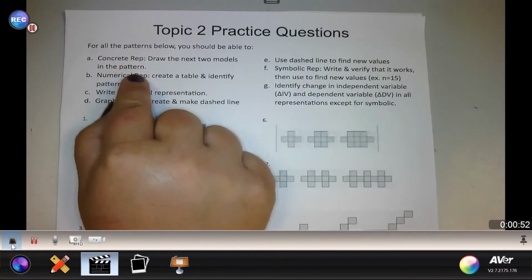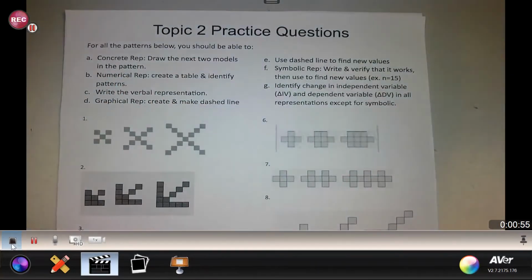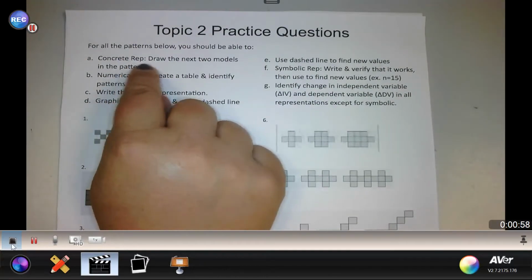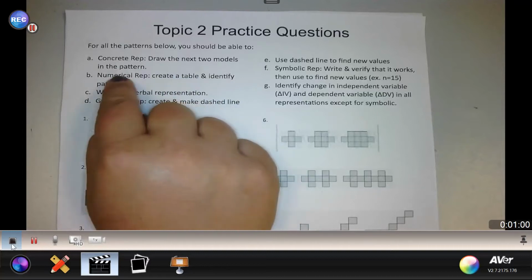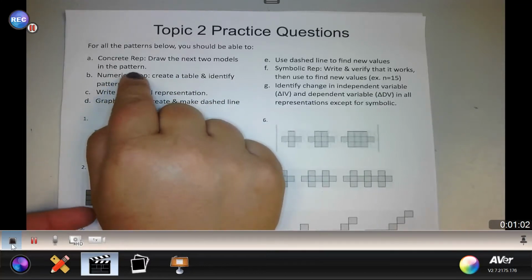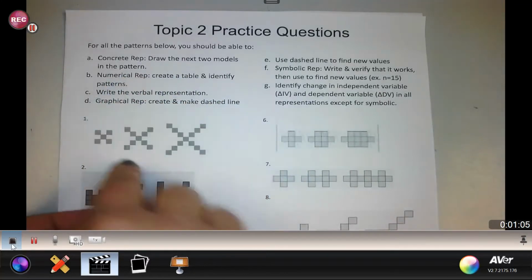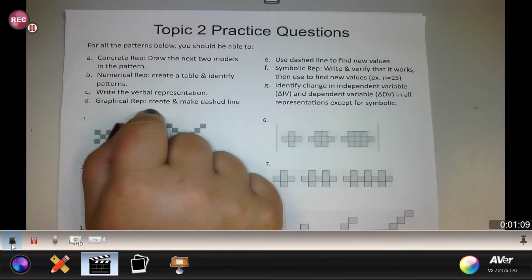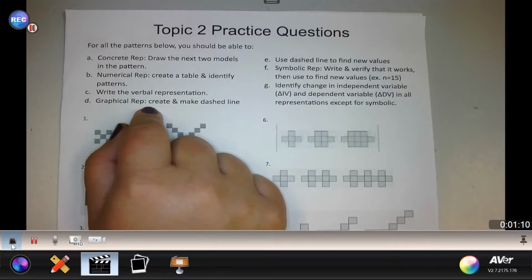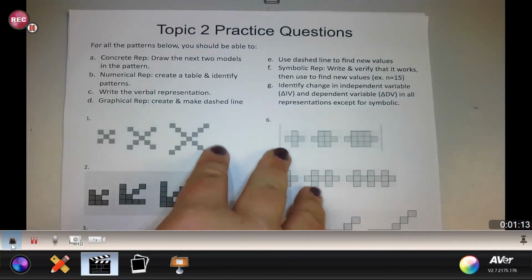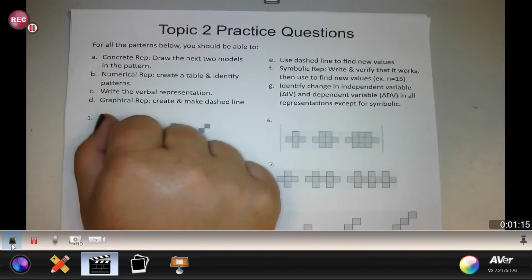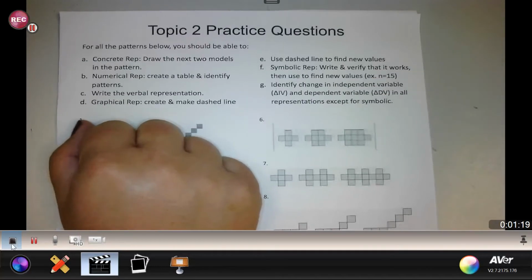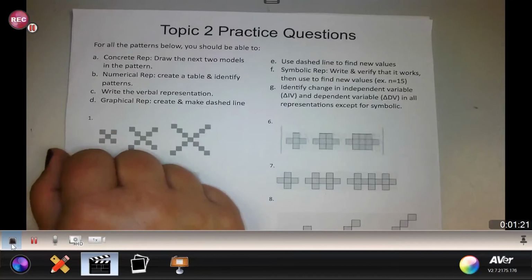So obviously we have the 5 representations, but then there's things wrapped up in that. From a concrete representation, you need to be able to draw the next ones in the pattern, right? These ones are just block patterns, but when you read something, you need to be able to create the block pattern on your own too. Like when we did the pool, the koi pond, and the gardens, from a written scenario, you'd need to be able to do that.